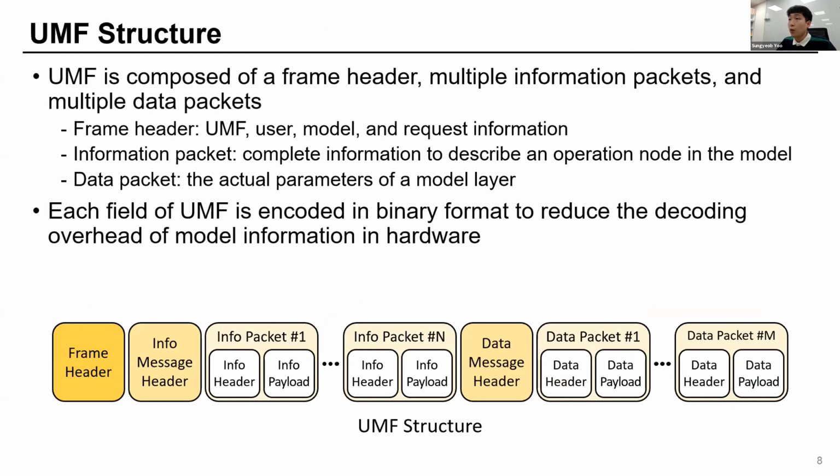Continuing on UMF, I will talk about UMF structure. UMF is composed of a frame header, multiple information packets, and multiple data packets. The frame header includes the UMF, user, model, and request information. The information packet includes complete information to describe an operation node in the model. The data packet includes the actual parameters of each model layer. Each field of UMF is encoded in binary format to reduce the decoding overhead of model information in hardware.